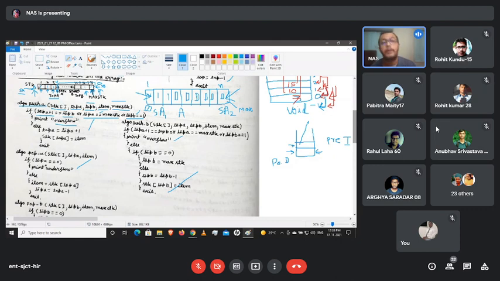And if the pointer is in some place, then what will happen? Item equals stack top A: the top A pointer is pointing to that particular point, that particular data from that point will be popped out, and then top A equals top A minus 1. Since the data got popped out from there, the pointer will be decremented by 1.